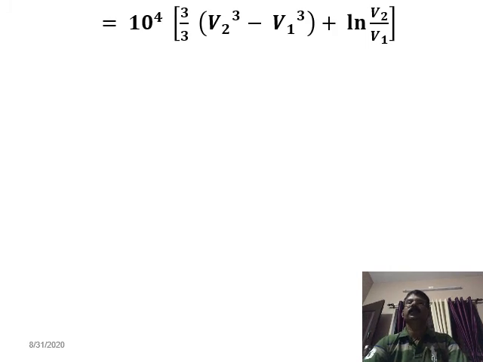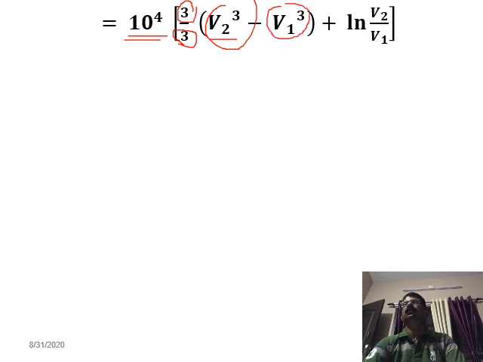So now let us integrate that. 10 to the power 4 is a common constant outside. Then here is the integration of 3V square. So 3 is taken outside. Integration of V square is nothing but V cube by 3, so that 3 comes to the denominator. When you apply the upper limit it becomes V2 cube, and for the lower limit it becomes V1 cube. Similarly, integration of 1 by V with respect to dV is ln V. When you apply the upper limit and lower limit, it is ln V2 minus ln V1, which is the same as ln V2 by V1. So this is how you have to integrate.